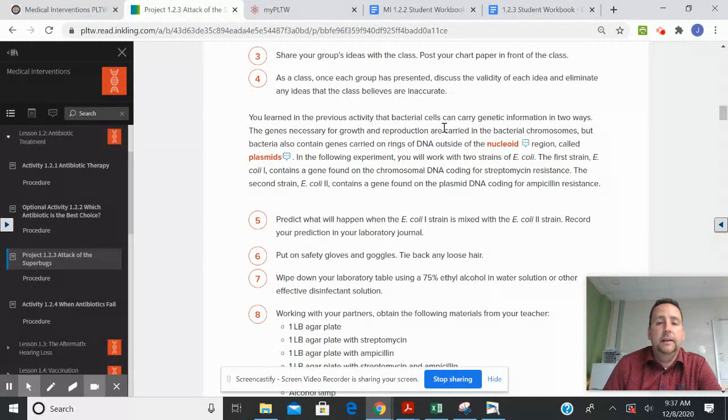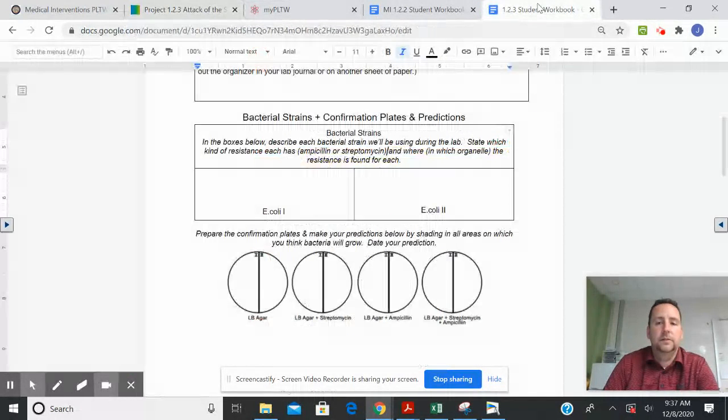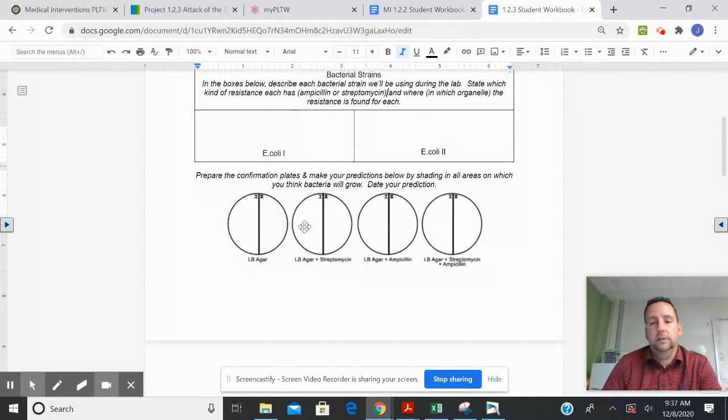You can have DNA in the chromosomes or the nucleoid. You can also have DNA outside the nucleoid in the plasmids. So it talks right here in this sentence. So take that information and describe that in this sentence right here. Basically use that to describe E. coli strain 1 and E. coli strain 2.